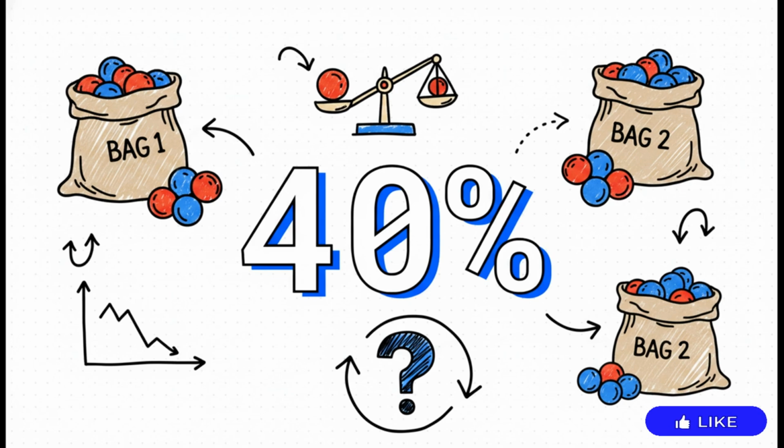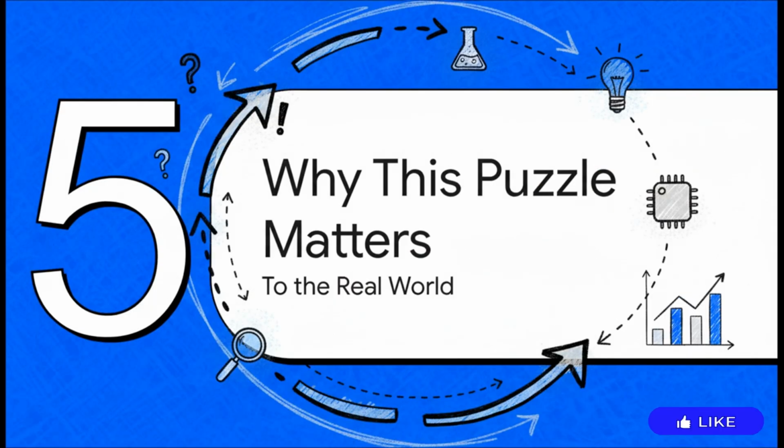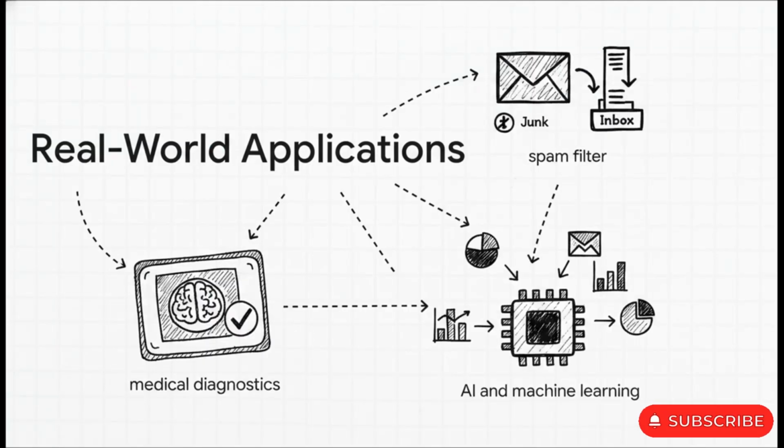So you might be thinking, okay, that's a neat little brain teaser, but what's the big deal? Well, it turns out that this exact same logic, this process of constantly updating our beliefs as we get new evidence, is one of the most powerful and important ideas in all of modern science and technology. This is so much more than just a thought experiment. This is the fundamental logic that powers your email's spam filter.